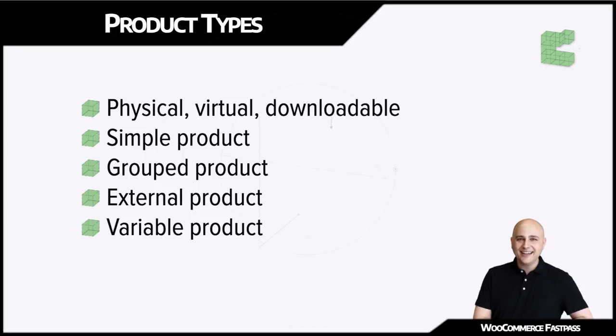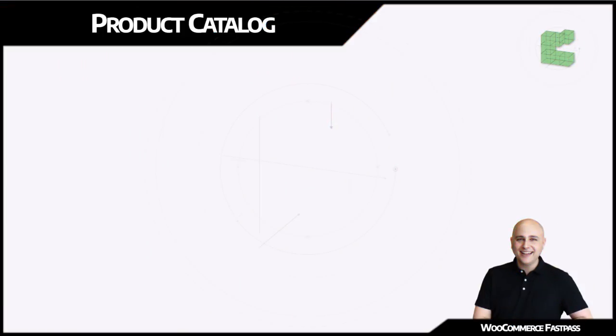Then once you have all your products set up in your website, what we're going to do is control what's called the product category. And this is also called your shop page. So this will be the page on your website that you are displaying all of these products in a grid.